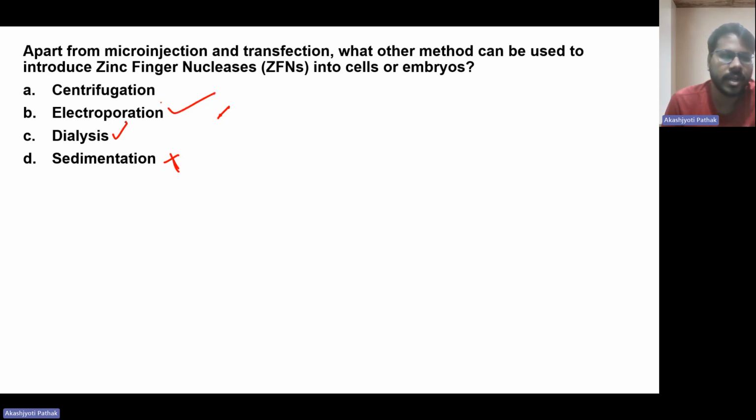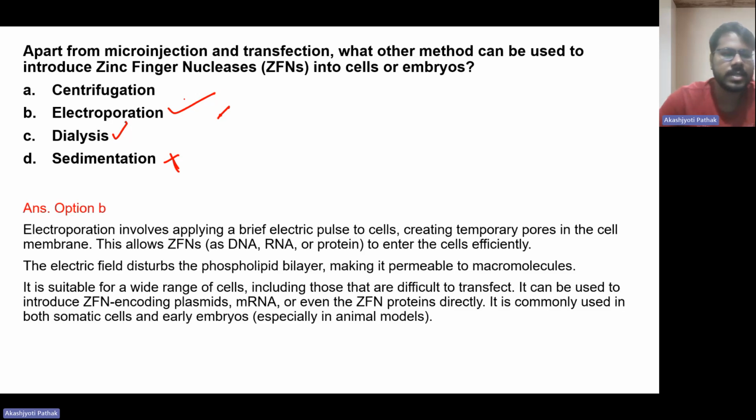We have already learned about electroporation in detail. Let's recap once. Electroporation involves applying a brief electric pulse to the cell. As the name suggests, you are applying an electric field, which is causing pores in the cell. So it is the application of brief electrical pulses which will create pores in the cell, and this DNA can then enter inside the cell. So you are making competent cells.